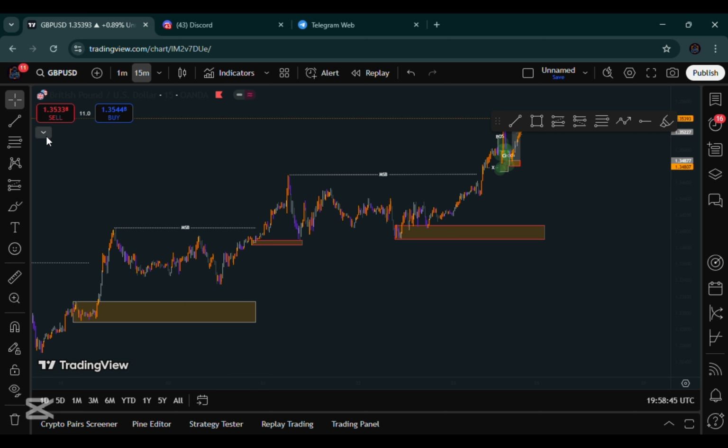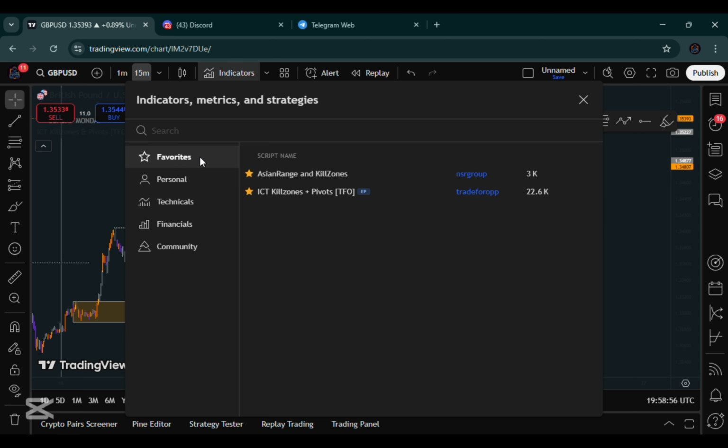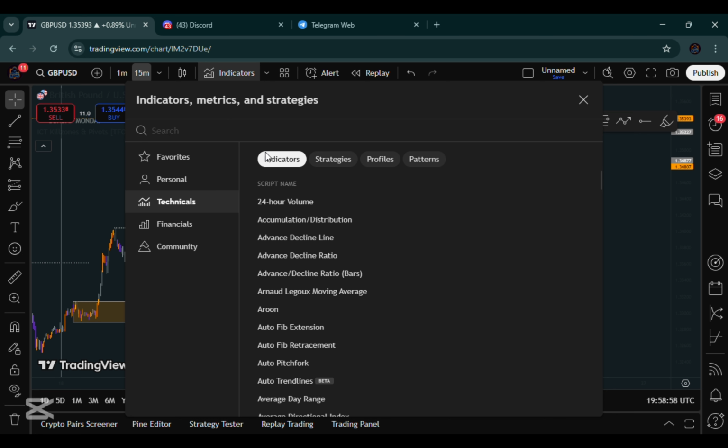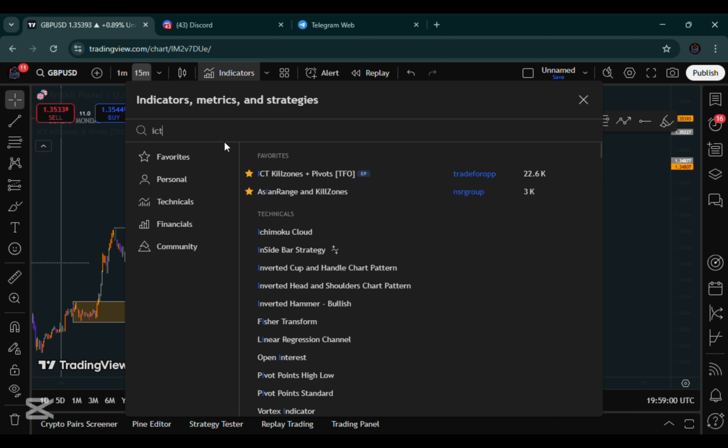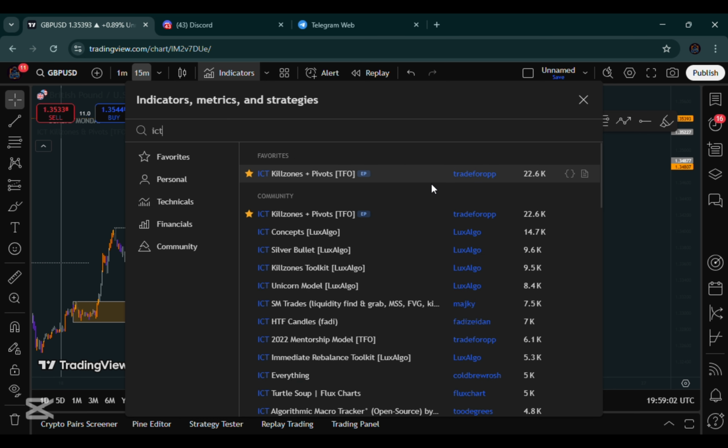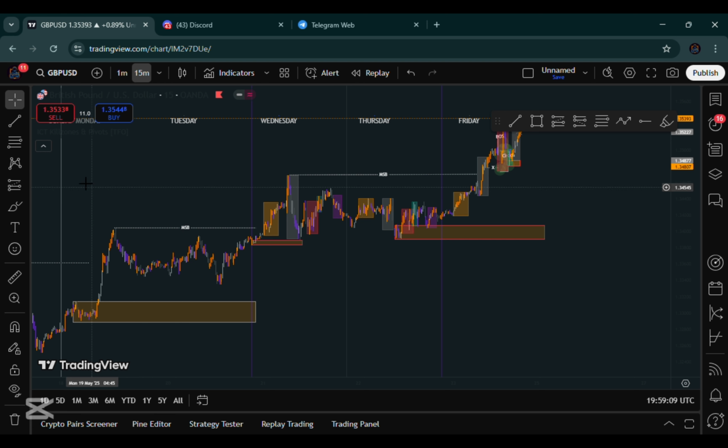First thing you want to do is head over to your indicator, of which you can see I have the indicator already, ICT Q zone and pivots. So I turn it on, and in case you don't have the indicator on your screen, you can go to indicators, go to technicals, and search for ICT. This is it here by trade group. You can see it, and you choose it.